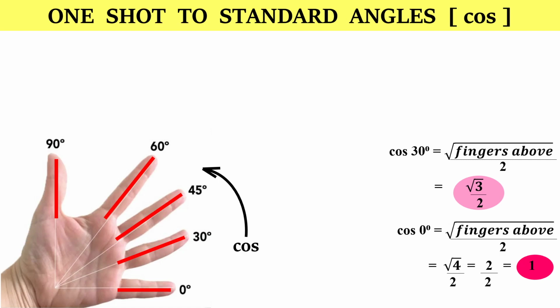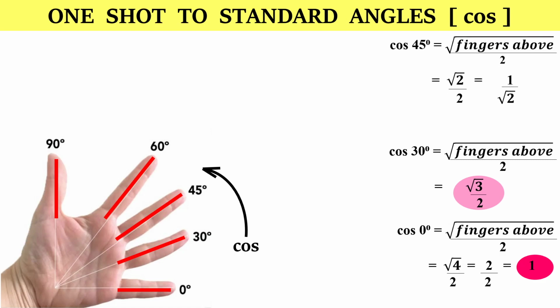As you can see, in cos 0 degree we were able to simplify and got the answer as 1. Then we have cos 45 degree. Cos 45 degree is your middle finger. Above it you have just 2 fingers, the index finger and the thumb. So what will be the answer? Square root of 2 upon 2.